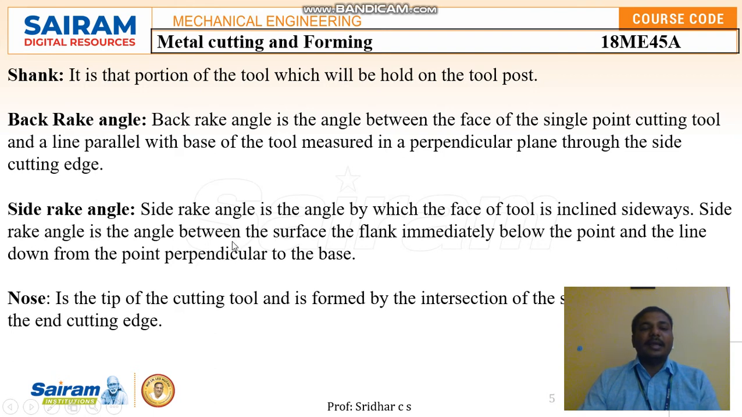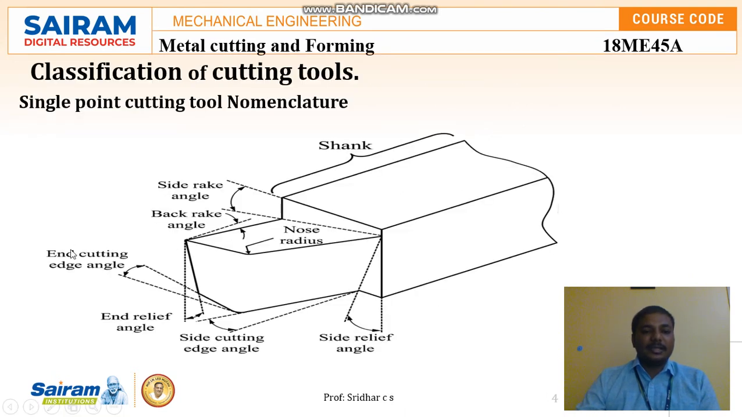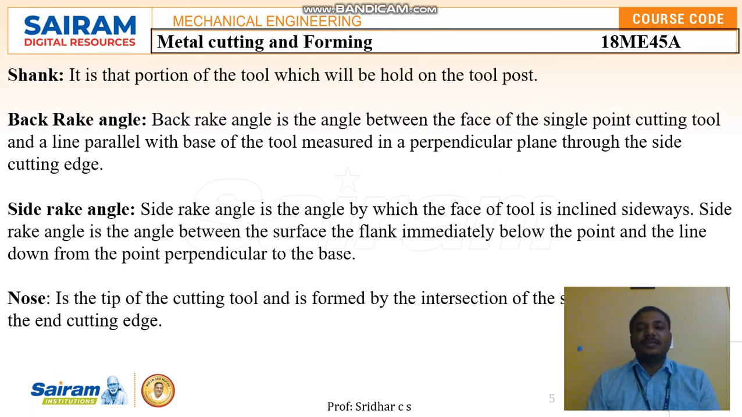Next, back rake angle. Back rake angle is the angle between the face of the single point cutting tool and a line parallel with the base of the tool, measured in a perpendicular plane through the side cutting edge. You can see this angle between these two; it is the angle between the face of the single point cutting tool and a line parallel to the base, through the side cutting edge. In a single point tool, only one cutting edge will be there, and from there we measure what we call the back rake angle.